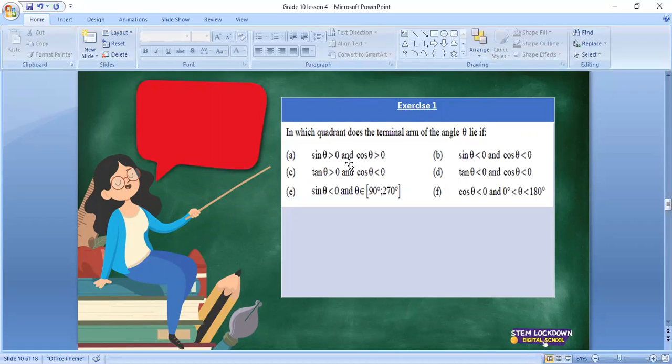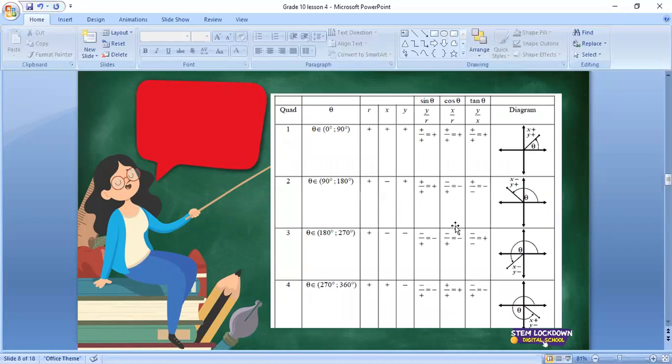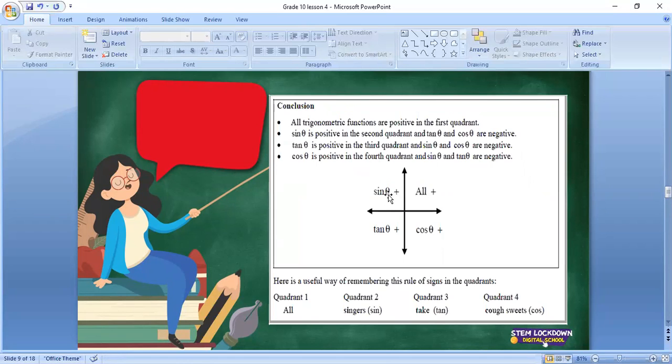The terminal arm must lie in the first quadrant, because only in the first quadrant are sine and cos positive. Here sine is positive, but cos is not positive. Here cos is positive, but sine is not positive. But only here do sine and cos both positive. So the terminal arm is within the first quadrant. Okay.